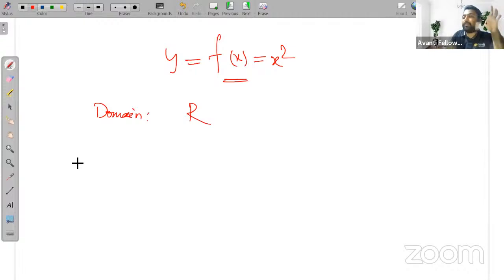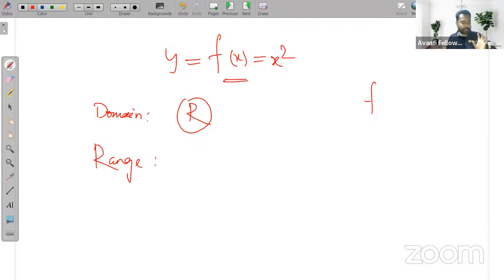So when the domain is not given to you, you have to take the largest set for which the function is defined, the set of all inputs for which the function is defined. That means you can find, for all real values of x, a value y. And what is the range of this function? Yes, very good. So what is the range of this function?